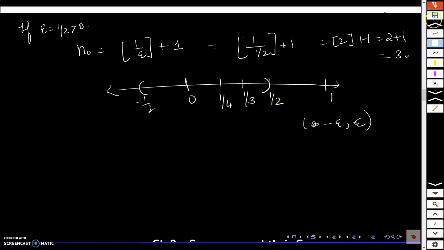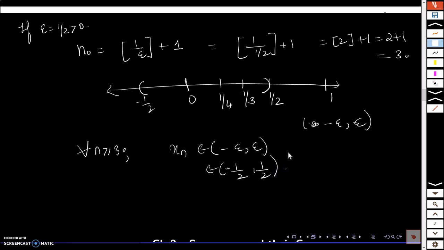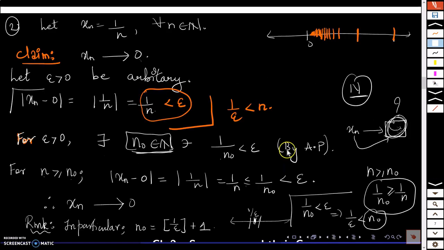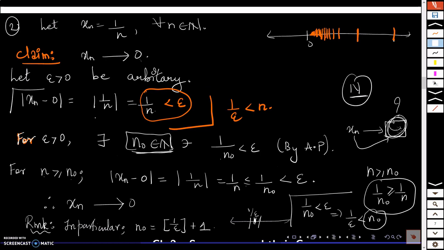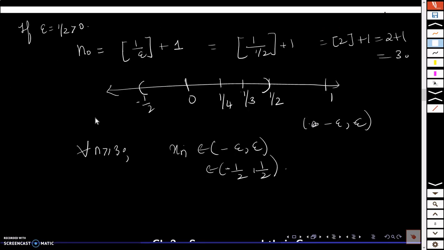So I have found a stage n naught is equal to 3 such that now you take any number n which is bigger than or equal to 3, the corresponding xn will lie inside this interval. It will belong to minus epsilon comma epsilon, and epsilon is half, so it will belong to minus half comma half. Right? So if I want the natural number explicit, I can find it in this manner. Okay, so in the live interaction we will see more examples of sequences which are convergent.